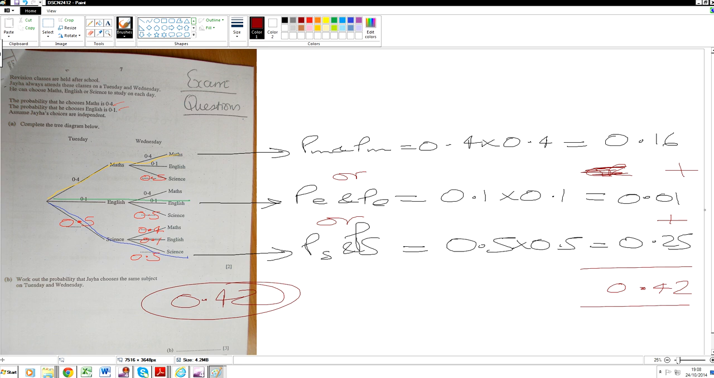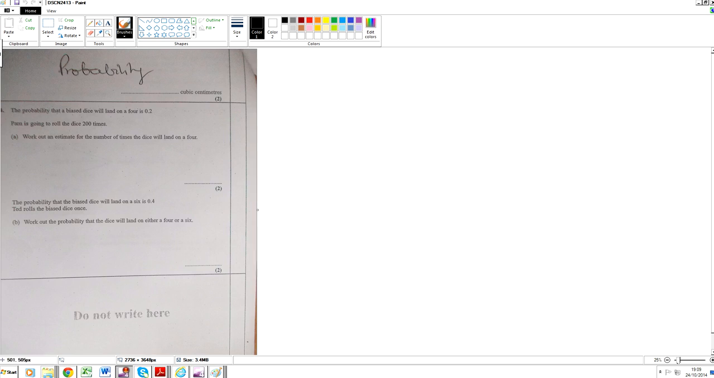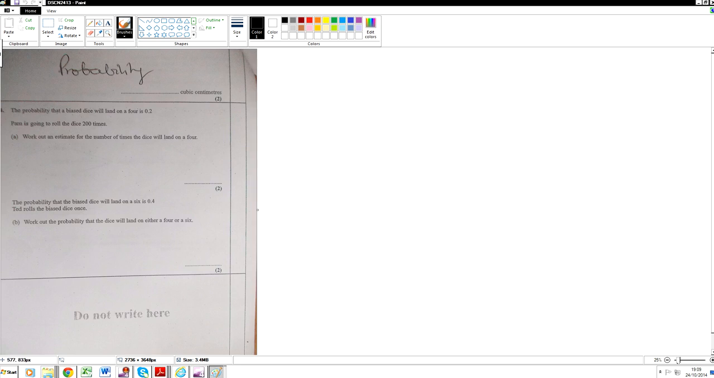Okay. Let's pause it for a second. Okay, the probability that a biased dice will land on a 4 is 0.2. Pam is going to roll the dice 200 times. Work out an estimate for the number of times the dice will land on a 4. So we're going to do the question 200 times, and each time the probability of it landing on a 4 is going to be what? 0.2. So you have to do 200 times 0.2.